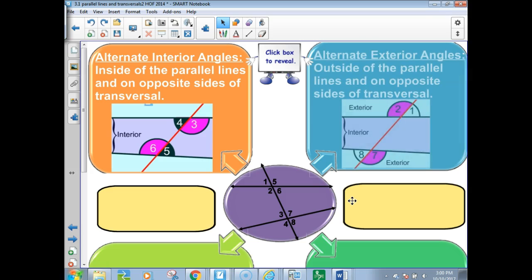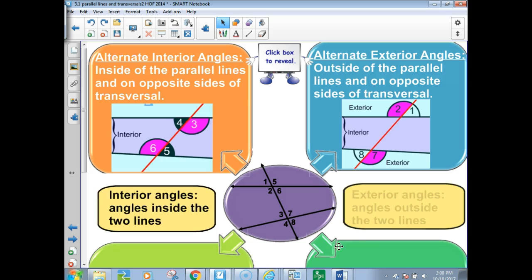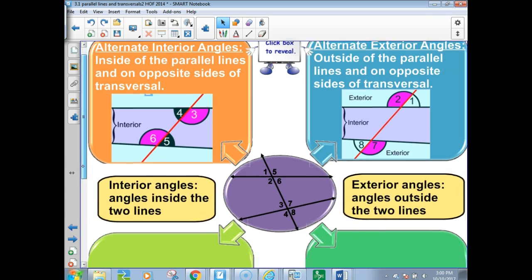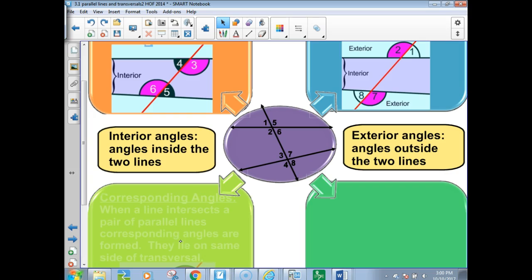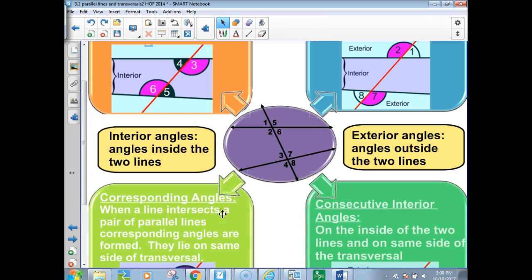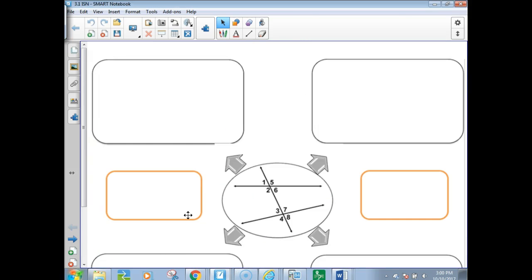And we're going to fill in this ISN in just a moment. This looks so much more complicated. So this is alternate exteriors. The interior is between the lines and the exterior is outside the lines, and we're going to do some highlighting. We're also going to talk about corresponding angles and consecutive interior angles. So I want to make this make a lot of sense to you by the words. So let's make our own.